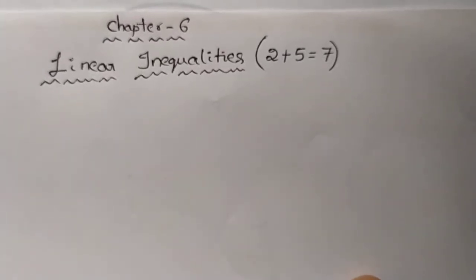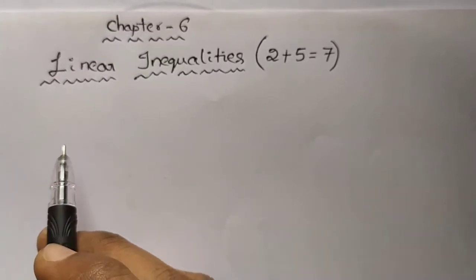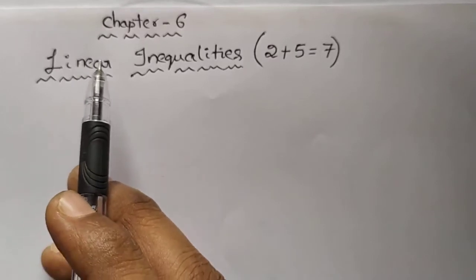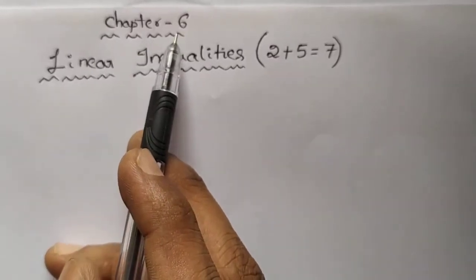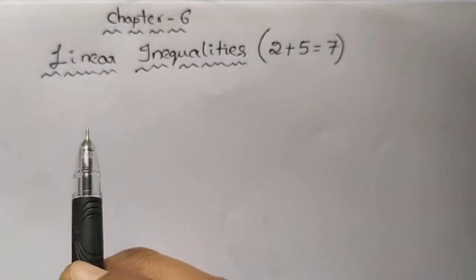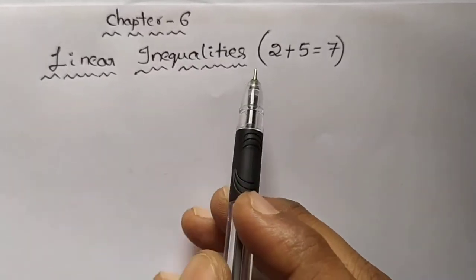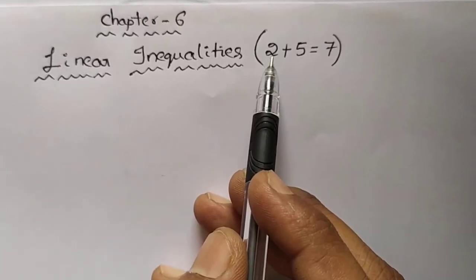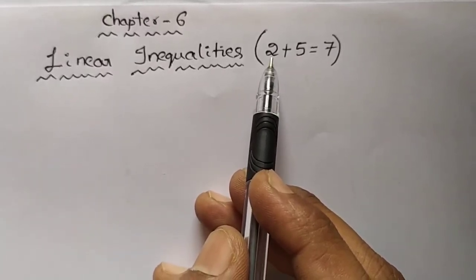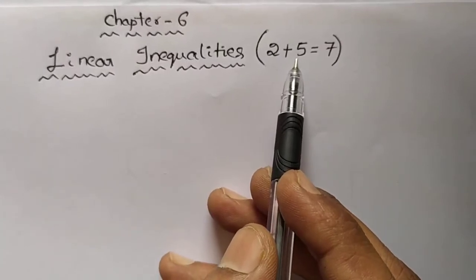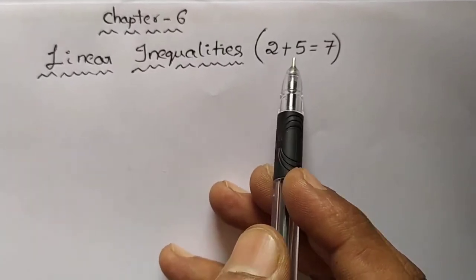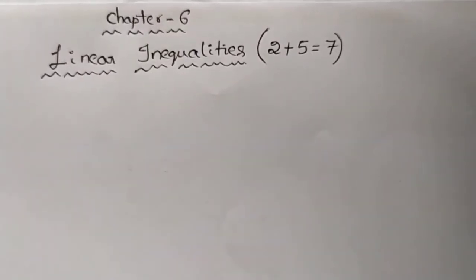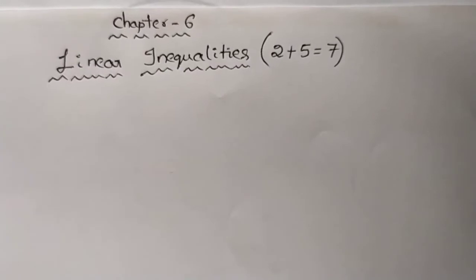In this class, we are going to learn about the new chapter, that's linear inequalities. It will be the sixth chapter in your NCERT textbook. The weightage of this chapter will be 2 plus 5. One 2-mark question will appear in your annual exams, as well as one 5-mark question. So totally you will get 2 plus 5, 7 marks. 7 marks will be the weightage of this chapter.